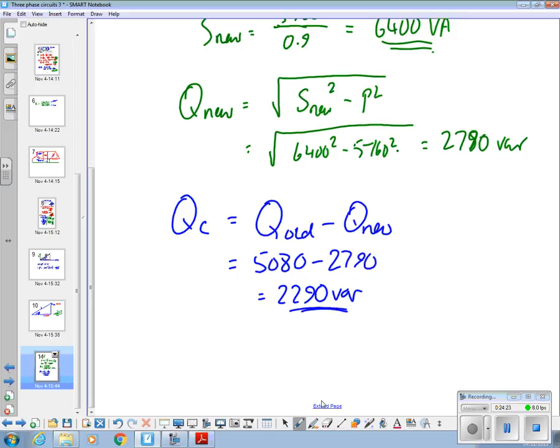Yep, and that's within reasonable accuracy. I'm using my other method, 2296, but my roundings might have been different. Okay, so there's nothing wrong with that at all, you either go one way or the other. There's nothing wrong with that, and you've effectively answered part of the next question anyway, because it says determine the new apparent power.